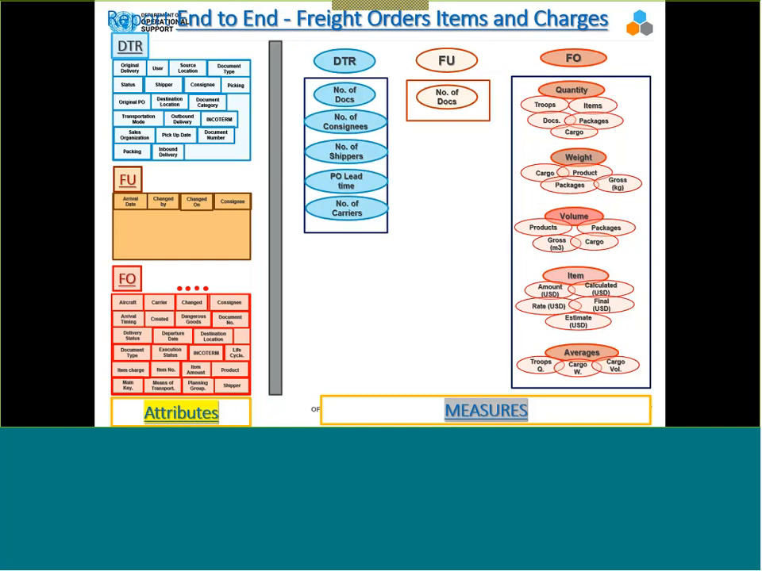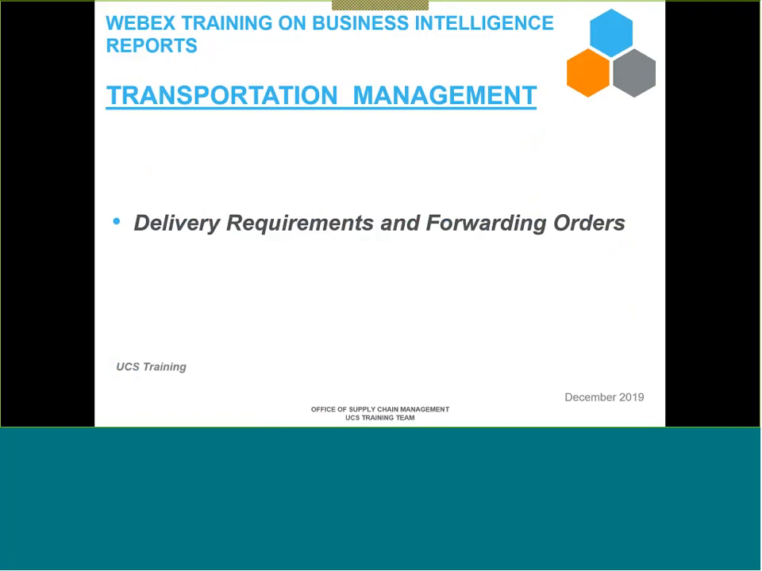Remember that you have plenty of possibilities in this report to start using DTR, FUs, FOs, but those records are in the measures as well. So you have numbers and specifics on DTR, number of documents, number of consignees and shippers. Then FU and FO as well. And event management, we'll go back to that later, okay? And the measures are there in place. So the end-to-end report is really giving you a holistic perspective of your transportation management.